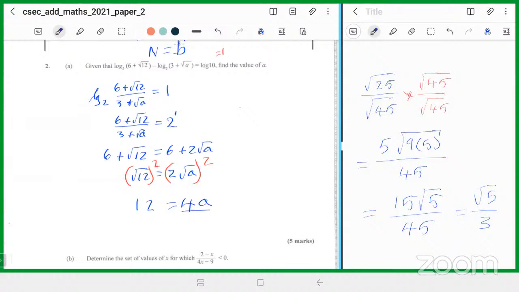So if I divide both sides by 4 now, I see that a equals 3. So you see that a equals 3 using another method. A equals 3. This is my answer. So from that line, we have used a different approach.